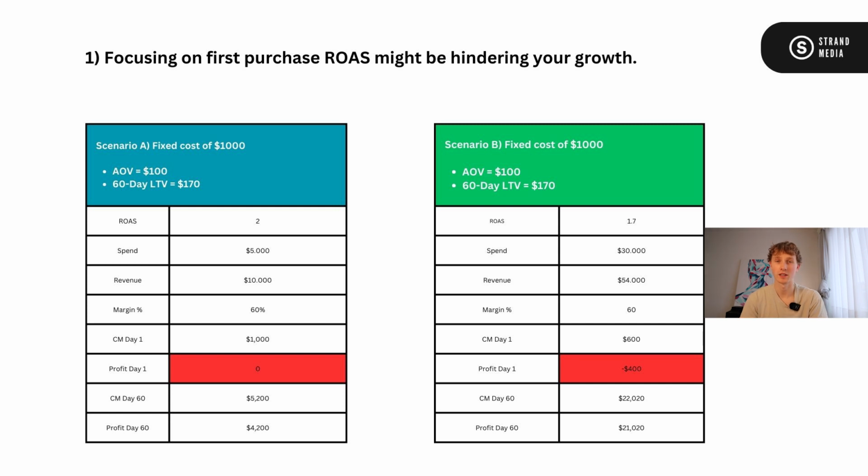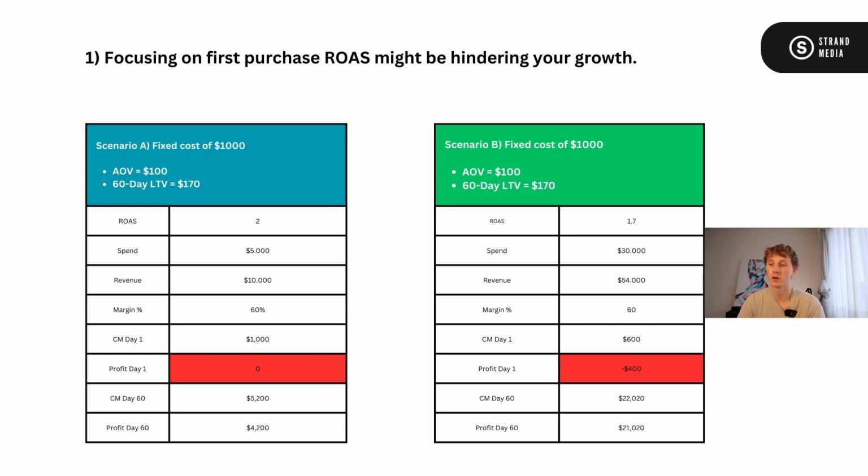For a lot of people, seeing that the ROAS is declining is something that they associate with something negative. But as I'm going to show you in this example, it's actually not a negative thing at all. So they spend 30K on ads, the revenue is 54K, margin is the same. The contribution margin for day one is only 600 bucks. So as you can see here, only 600 bucks. So when we then take away the fixed cost, we're in negative 400 on the first day.